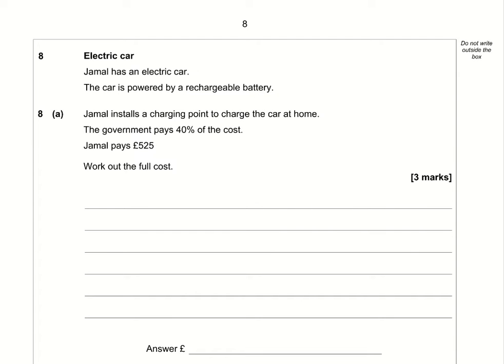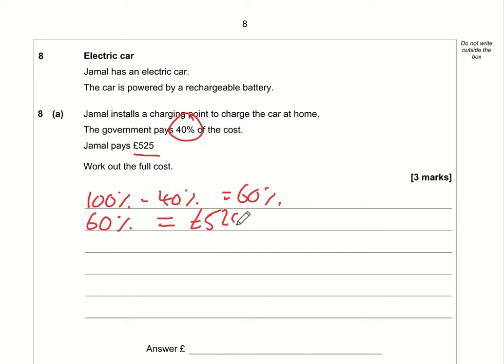Okay, so in this question we know that the government is paying 40% and Jamal is paying £525. So if the government pays 40%, then Jamal will be paying 100%, take away 40%, which is 60%. And we know that Jamal pays £525, so 60% is £525. And we want to work out the full cost, and the full cost is the full 100%. So what I'm going to do here is, if I know that 60% is 525, I can work out what 10% is, and if I can work out what 10% is, I can work out what 100% is.